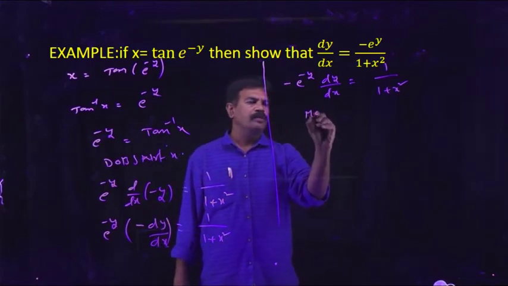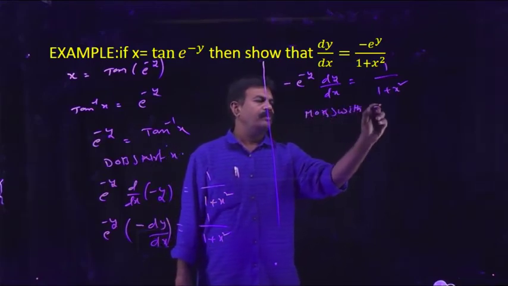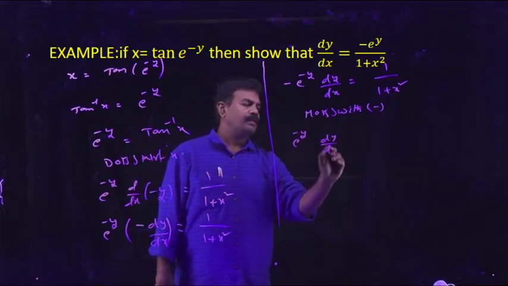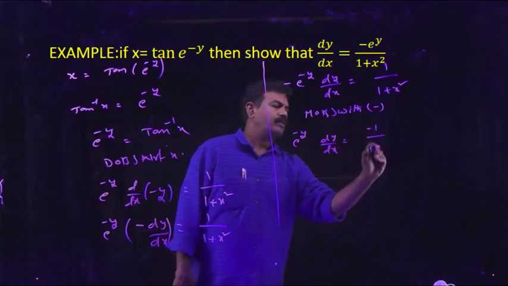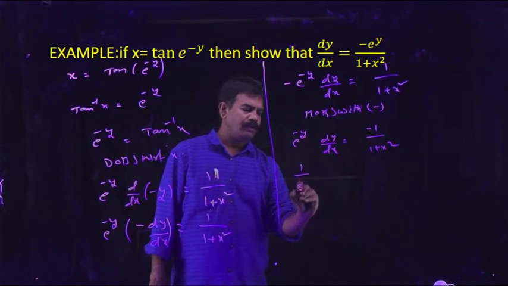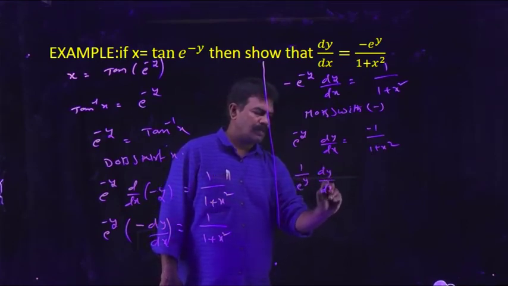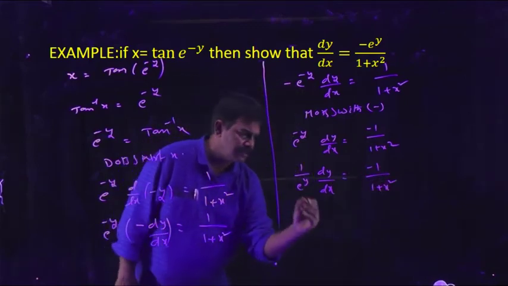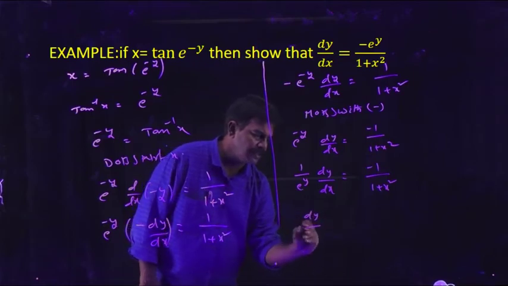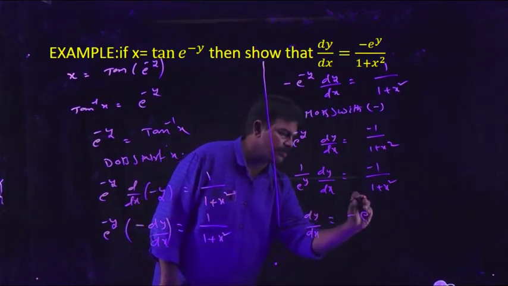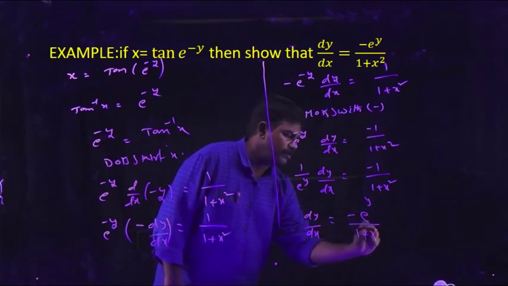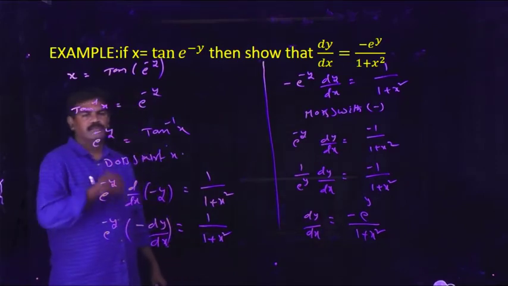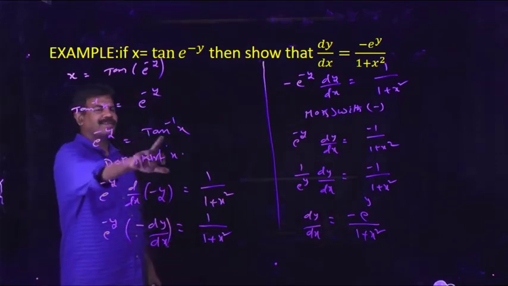So multiplying on both sides with minus, that is e power minus y into dy by dx is equal to minus 1 by 1 plus x square. We can write 1 by e power y into dy by dx is equal to minus 1 by 1 plus x square. Take the cross multiplication, we get dy by dx is equal to minus e power y by 1 plus x square. This is the solution of the given problem. In this problem, we use the formula for derivative of e power x and tan inverse x.